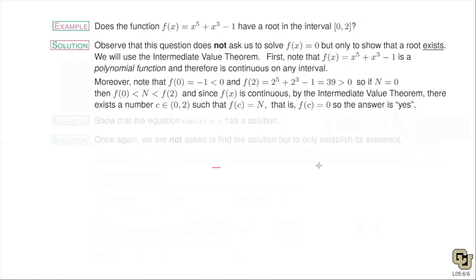Well, now I know that the root is in between 0 and 2. So I know the root is somewhere in this interval, 0 and 2. f of 0 is -1, so maybe it's down here, and f of 2 is 39, so maybe it's down here. So now what we do is we divide the interval in half and check the value of the function at 1. Here, f of 1 is 1 plus 1 minus 1, so 2 minus 1. f of 1 is positive. So now I know the root must be between 0 and 1.